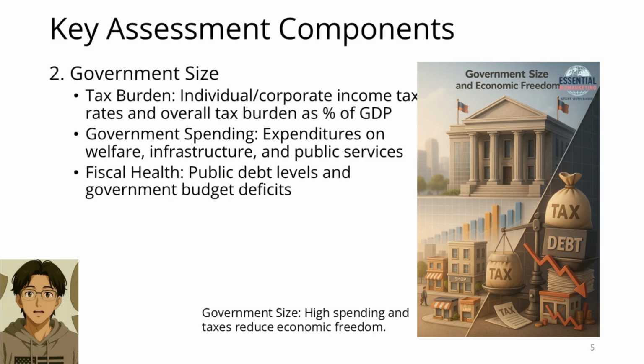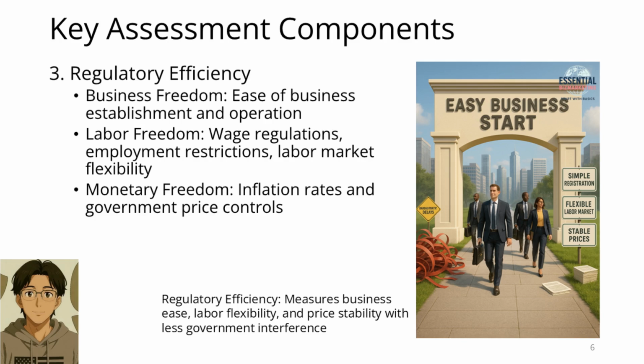Now consider the second component, government size. It examines how taxes and government spending influence the economy. Higher taxes and excessive spending reduce economic freedom, while low taxes and lean government increase it. Next is regulatory efficiency. It measures how easy it is to start and operate a business, labor market flexibility, and stability of prices. Less interference from government means a more favorable business environment.